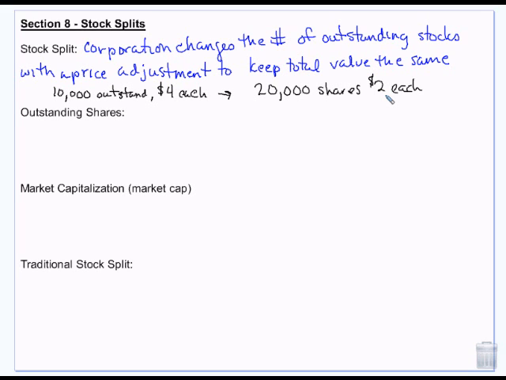But what happens is the number changes, but the total value stays the same. So if there were 10,000 shares outstanding at $4 each, and I had 50 shares for $4 each, I would now have 100 shares for $2 each in this particular example. Okay, so outstanding shares, that's just the number of shares issued to investors.